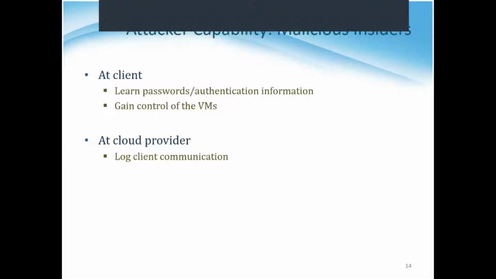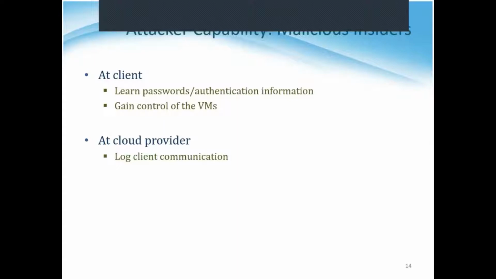Another part is the capability of the attacker at the client side and at the cloud provider side. At the client side, what will he do? He will know my password. Maybe 50 persons are there; they may know my Zoom meeting ID and password. Everybody knows. They learn passwords and authentication information, and gain control of virtual machines. Somebody can also take control over this PPT, draw a picture or image, remove somebody from this meeting, or add somebody to this meeting.